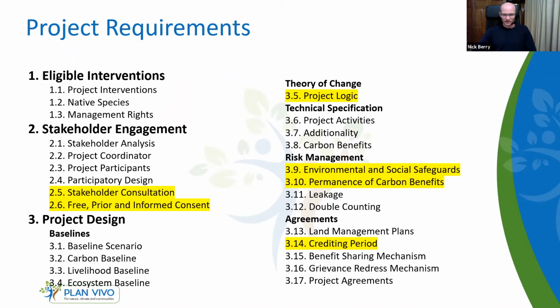The Plan Vivo agreements remain largely unchanged. One area that's new, or really just a clarification of what's been happening up to now, is the minimum and maximum crediting periods and the minimum monitoring periods for project activities. So we've introduced a range that projects have to work within, and in this version it's between 10 and 50 years as a crediting period.